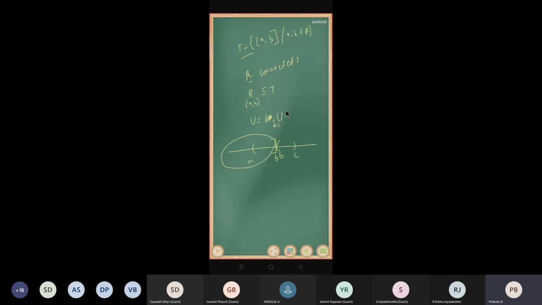That means a tends to infinity, right? If I take a tends to infinity and c tends to infinity, then it will cover the right-hand side and it will cover the left-hand side. Therefore, the union will be R, right? The union will be R. Okay.